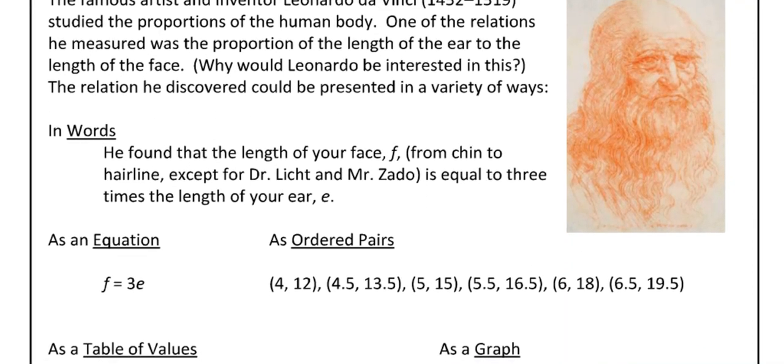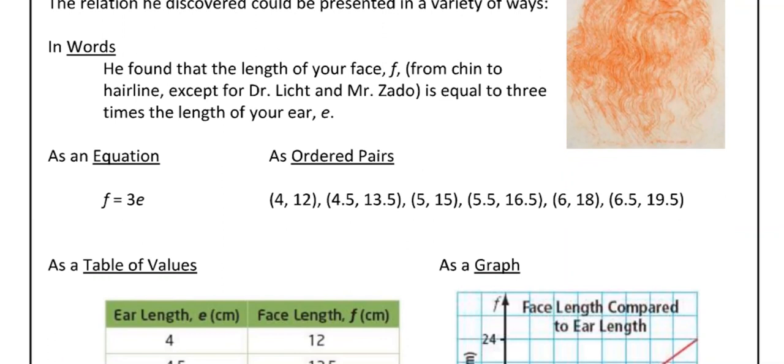Okay, so in words, you could say he found that the length of your face from chin to hairline, sorry, this is the guy who wrote this, Dr. Light, is equal to 3 times the length of your ear. Okay, so what you could do is write that as an equation, right? The length of your face would be equal to 3 times the length of the ear.